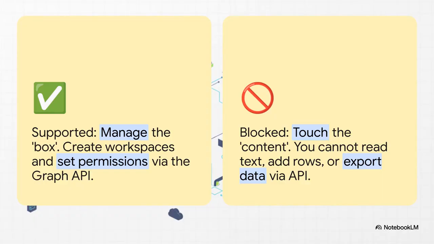So to put it simply, the API lets you manage the box that the Loop component lives in. You can list workspaces, create new ones, manage who has access. All that container-level stuff is fine. But you are completely 100% locked out from touching the actual content inside that box.